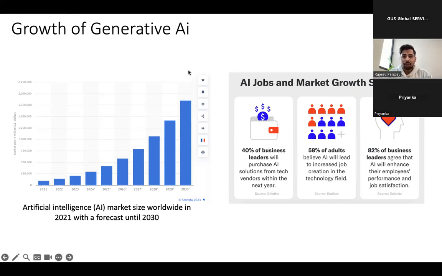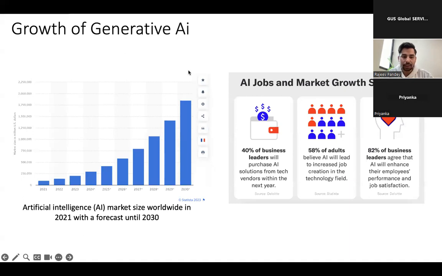Let's talk about the jobs and market growth statistics. 40% of business leaders will purchase AI solutions from tech vendors within the next 1 year. This data is from Deloitte, and this information is from 2023. So by the end of 2024, imagine 40% of business leaders are buying some AI products, which we mentioned in the previous slide, about either text or image or audio or chatbots, from different solution providers. And if those products are already there, for the people who are experts in generative AI, experts in artificial intelligence as a whole, their role, their requirement, their job just goes up, right? 50% of adults believe AI will lead to increased job creation in the technology field.